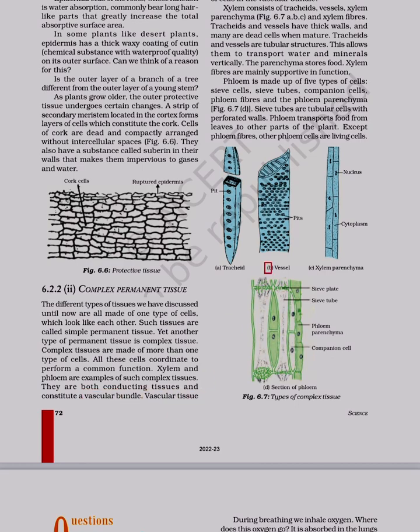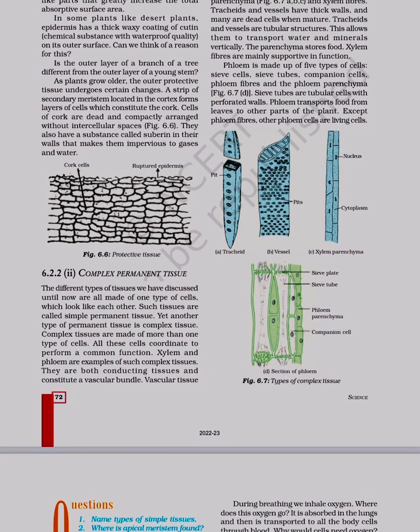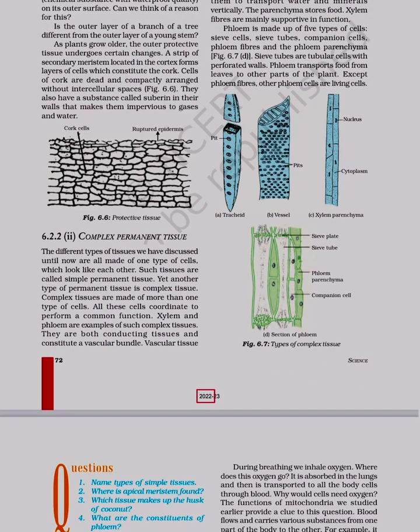Vascular tissue. Vessel. Science. Pit. Tracheid. Pits. Dissection of phloem. Figure 6.7. Types of complex tissue.